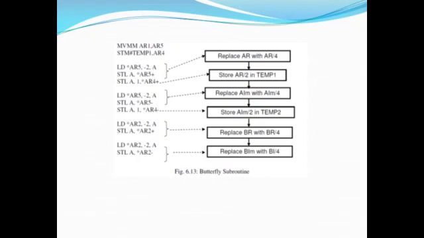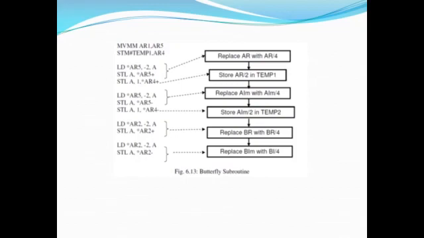Replace AR with AR by 4. So this is the scaling we have done, AR by 4. And store AR by 2 in temp1. Then replace AIM with AIM by 4. One is for real, one is for imaginary. So store AIM by 2 in temp2. Then replace BR with BR by 4 and replace BIM with BIM by 4. So these are nothing but the representation for A with its real part, A with its imaginary part, then value B with its real part and value B with its imaginary part.